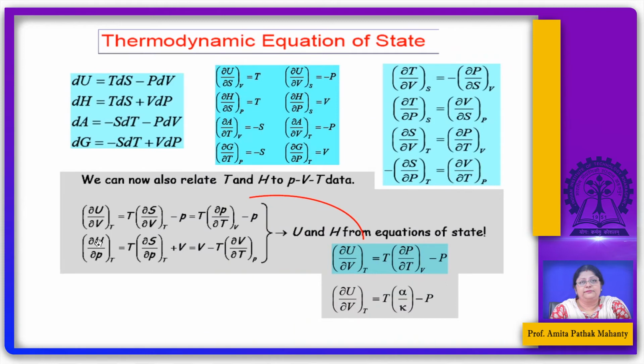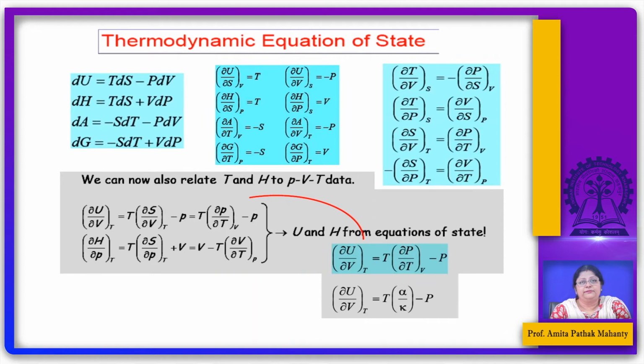If you remember Joule's experiment, internal pressure. Internal pressure will be zero for an ideal gas. Now I relate that to the fundamental equation being generated in terms of T into the change in entropy with volume at constant temperature, minus pressure.